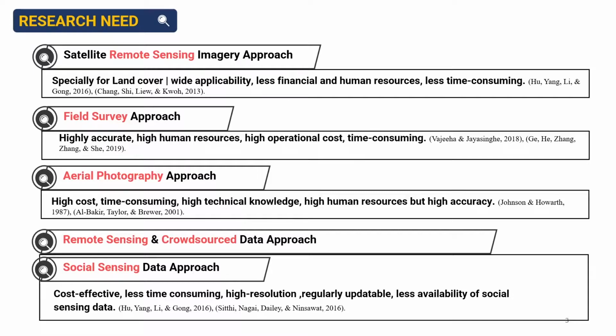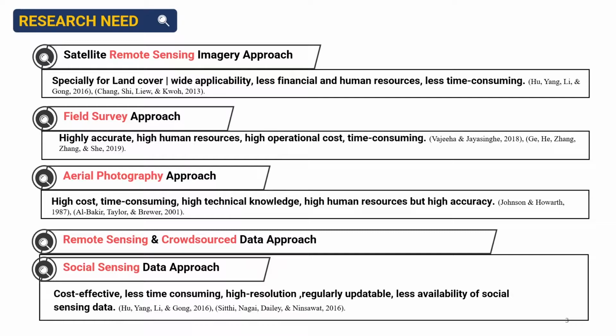These are the modern and old land use mapping approaches. So basically they are satellite remote sensing imagery approach, field survey approach, aerial photography approach, remote sensing and crowdsource approach, social sensing data approach. So there are plenty of modern approaches to map land uses in different countries, but when it comes to Sri Lanka, we can't afford those modern approaches because we have a lack of data resources, financial affordability, less technologies and sort of thing.